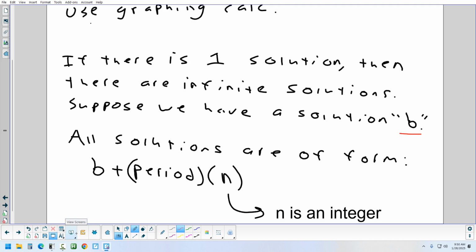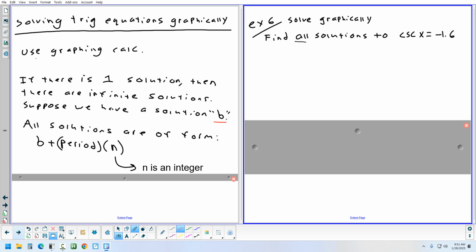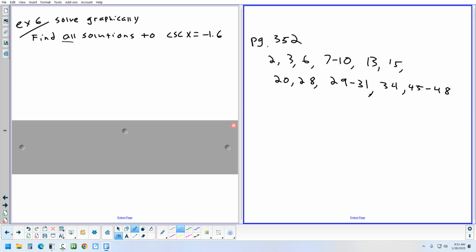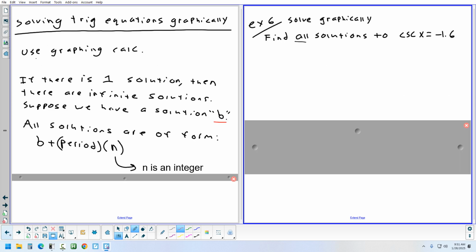Find all the solutions in one cycle, just like we did yesterday. That part's the same, but then put plus period times n on them. That's the only difference, and that'll represent every solution. I think that was the last one.